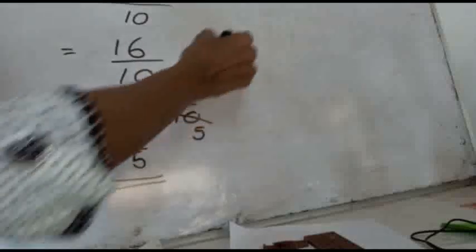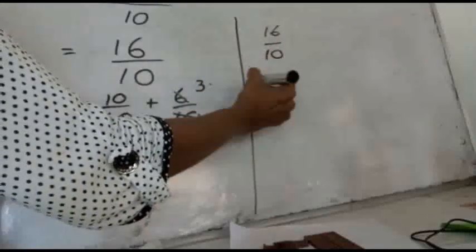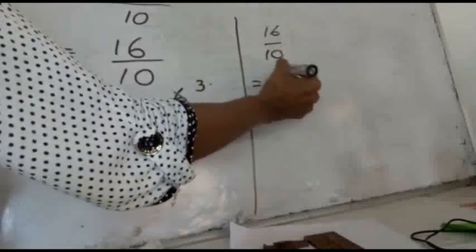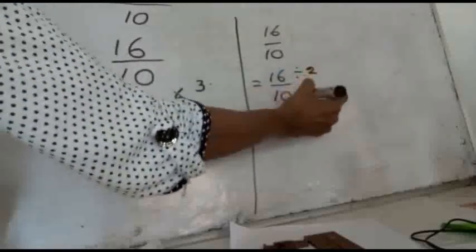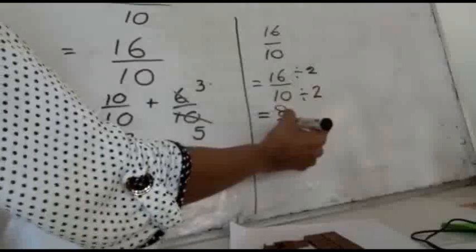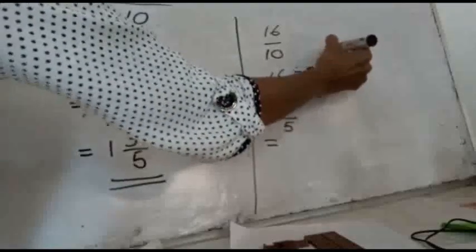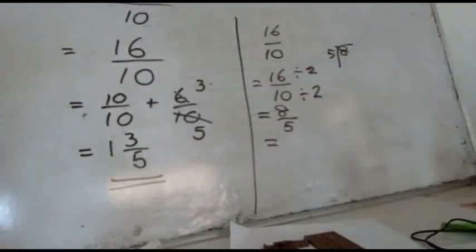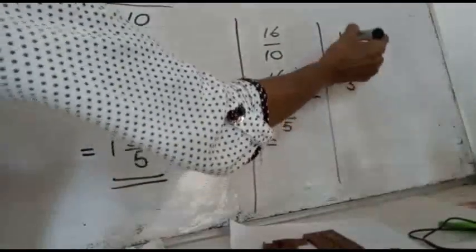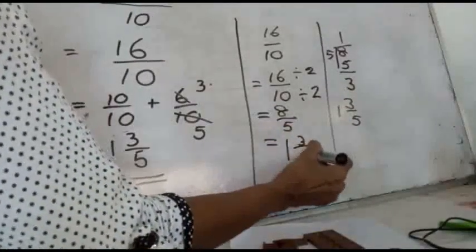Or with the other method, we can do 16 over 10. We divide both numerator and denominator by 2. 16 divided by 2 is equal to 8. 10 divided by 2 is equal to 5. 8 is larger than 5. 8 divided by 5: 1 times 5 is 5, remaining 3. Here 1 and 3 over 5 is the answer.